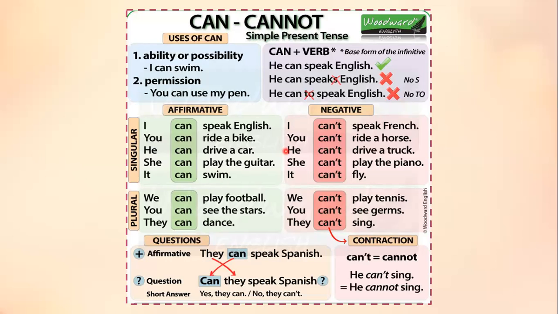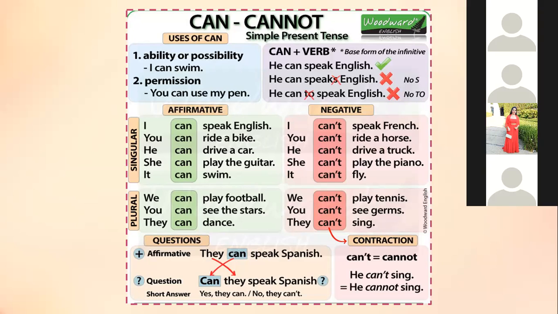How do you say this one? He can't. He can drive a truck. A truck? She can play the piano. It can fly. Fly. Okay, it can't. Can. Fly. Okay, thank you. So let's continue with Samuel.